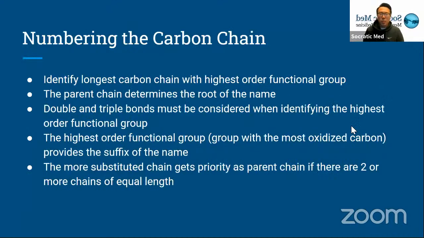So first thing, when numbering the carbon chain, you have to identify the longest carbon chain with the highest order functional group. The carbon chain may have a lot of branching, so you have to count the longest chain in that molecule, and that will be used as the suffix of the name. And the longest carbon chain has to contain the highest order functional group. So if it's a long chain with an alcohol, just a hydroxyl group on it, you have to include the hydroxyl group in its name. Like I said, the parent chain determines the root of the IUPAC name.